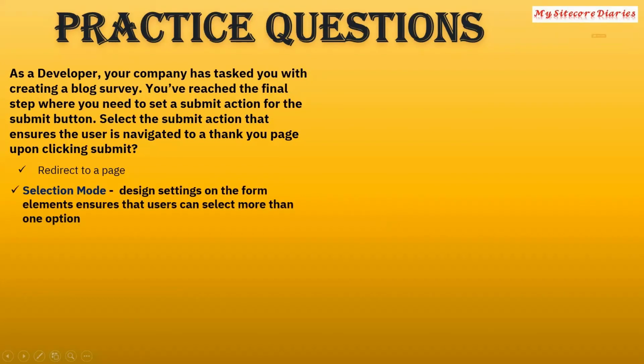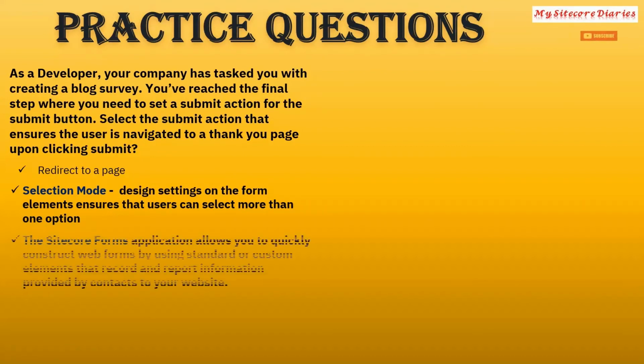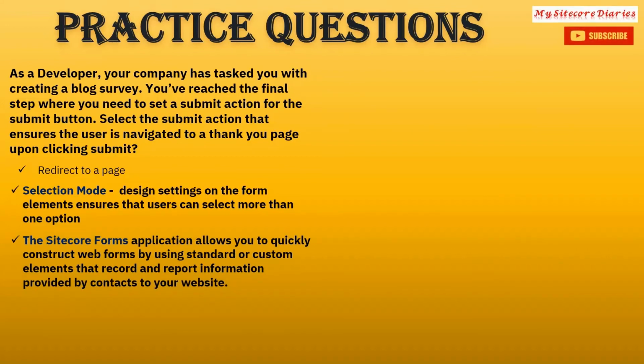Selection mode. Design setting on a form element ensures that a user can select more than one option. The Sitecore Forms application allows you to quickly construct a web form by using standard or custom elements that record and report information provided by the contacts to your website. So these are the questions related to Sitecore Forms.